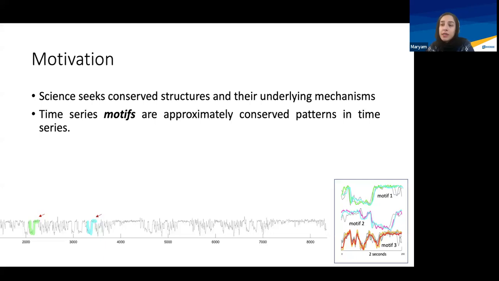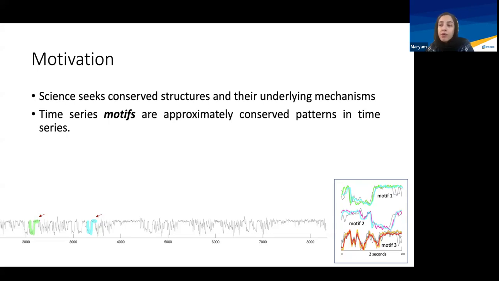Motif discovery is a critical task in time series analysis, as it involves identifying conserved patterns or repeated behaviors within datasets. These motifs have applications across various fields, from genomics and healthcare to industrial monitoring and environmental studies.